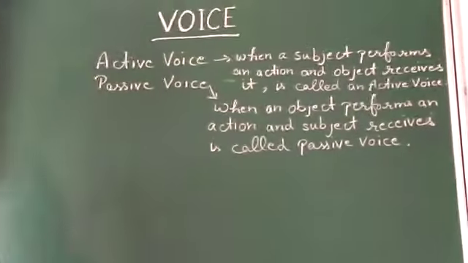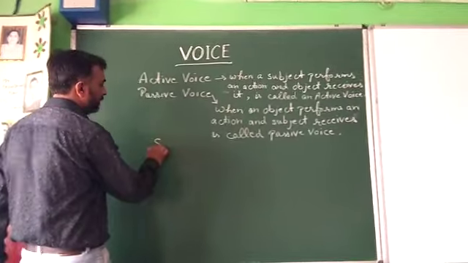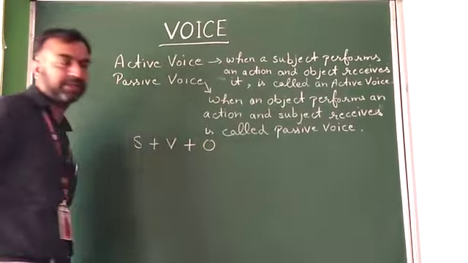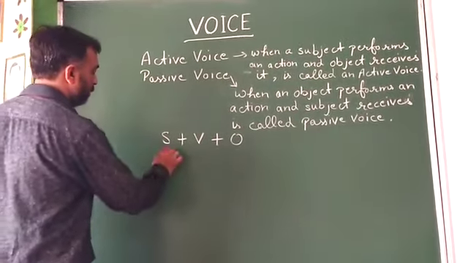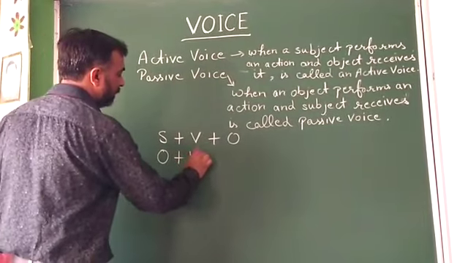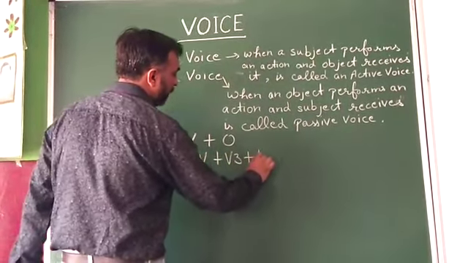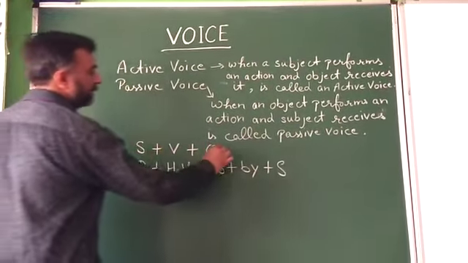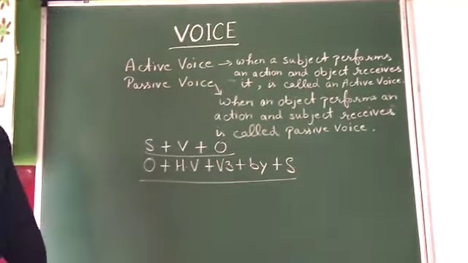So students, what is the structure of active and passive voice? The structure of active voice: subject plus verb plus object. And what is the structure of passive voice? Object plus helping verb plus third form of the verb plus by plus subject. So this is the structure of active voice. This is the structure of passive voice.